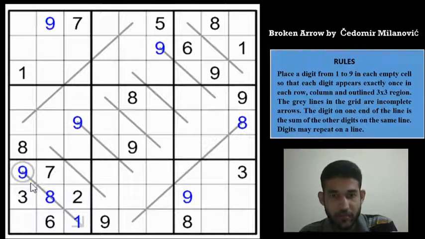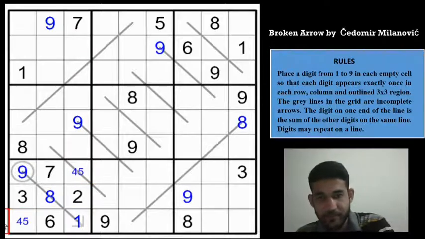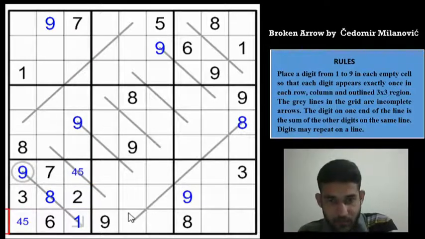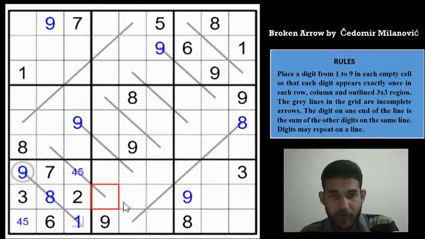Okay, so we have determined that this end is the 9. Which means that the rest of the digits must add up to the 9. So the remaining digits in box 7 are 4 and 5. We can just pencil mark them. And this is part of the arrow. We don't know which one is going to contain the larger digit, or rather the sum part of the arrow.